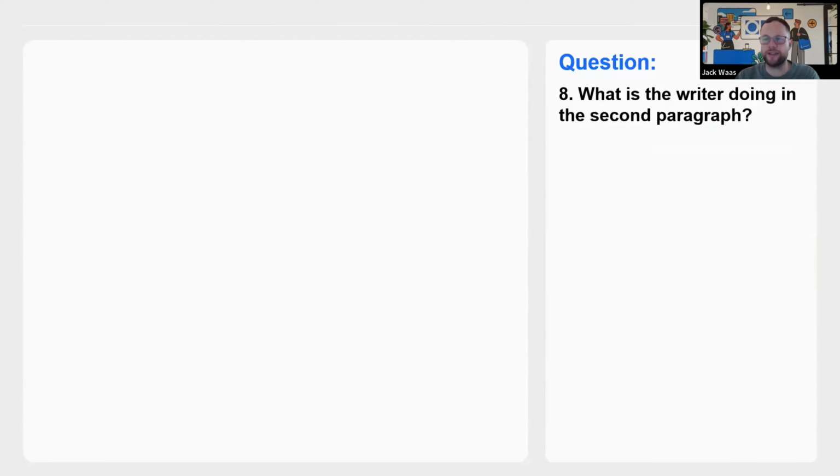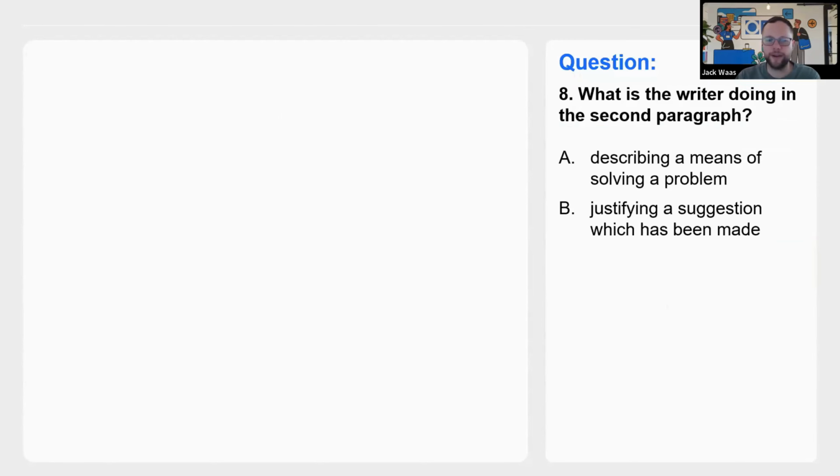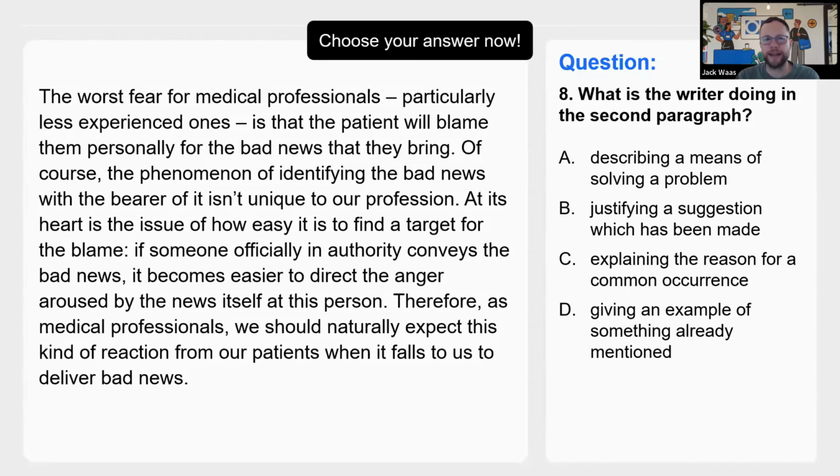Now let's use the other strategy. This time we'll read the question, then the options, then the text. So let's start out with a question. It's asking us what the writer is doing in the second paragraph. So here we have our options: describing a means of solving a problem, justifying a suggestion which has been made, explaining the reason for a common occurrence, or giving an example of something already mentioned. Okay, so go ahead and read the text now and choose your answer. So take about 1 minute to do that, starting now.